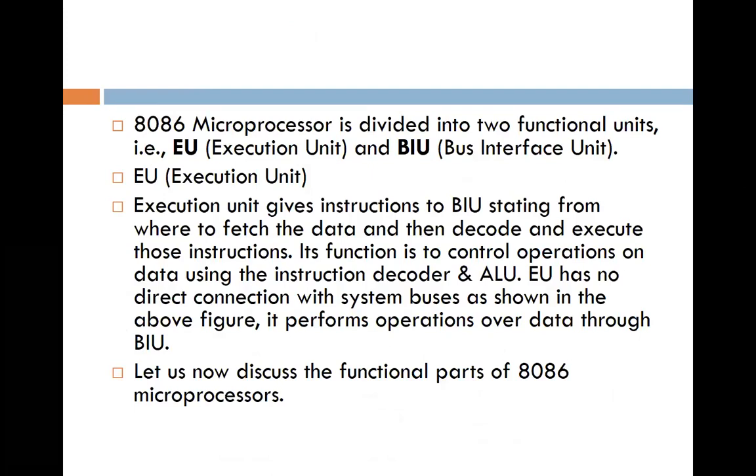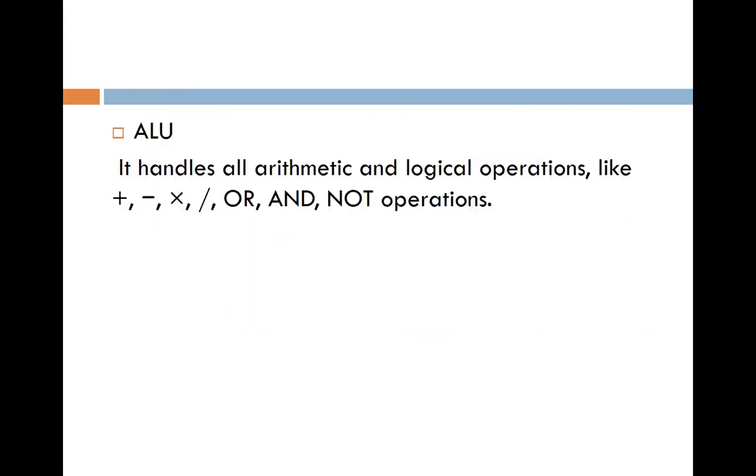Now we will discuss the EU. EU means execution unit. The execution unit gives instructions to the BIU telling it where to fetch the data from, and then decodes and executes those instructions. Its function is to control operations on the data using the instruction decoder and ALU. EU has no direct connection with the system bus, as shown in the above figure, so it performs operations over the data through the BIU. Let us now discuss the functional parts of the 8086 microprocessor.